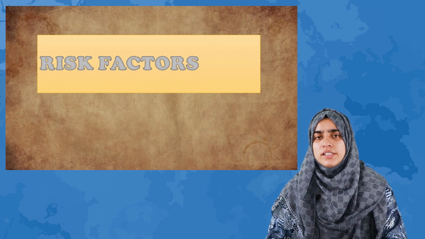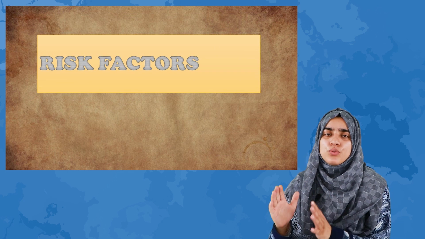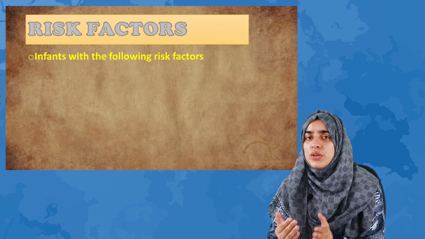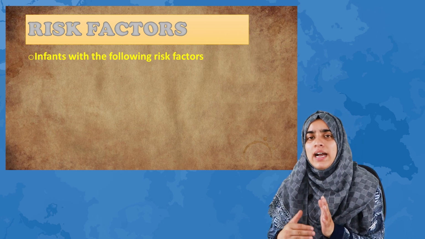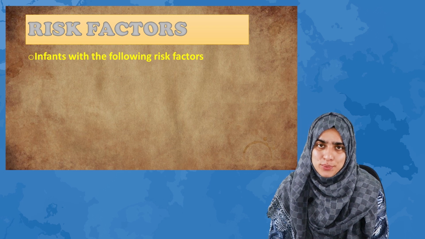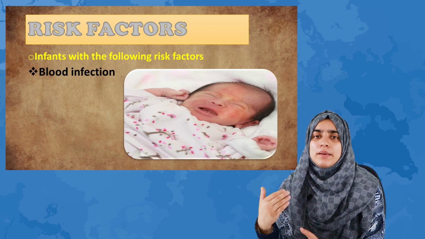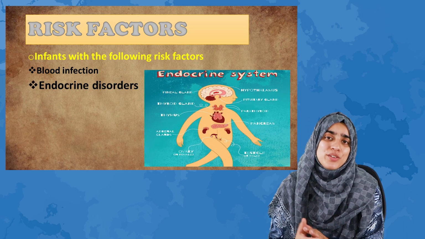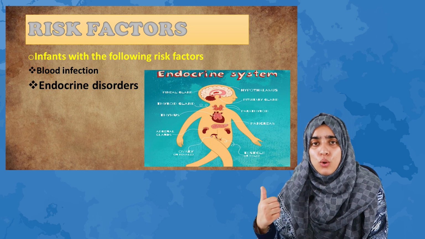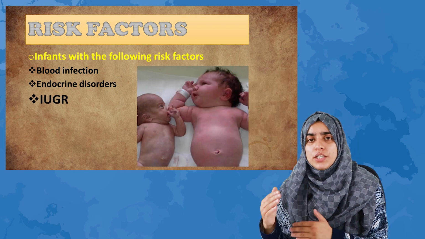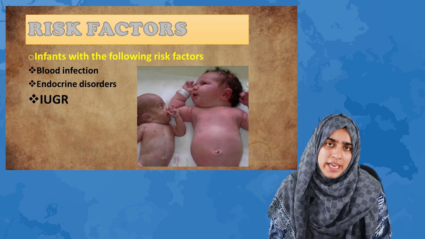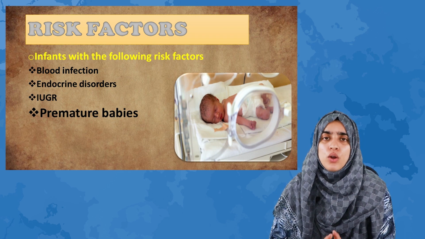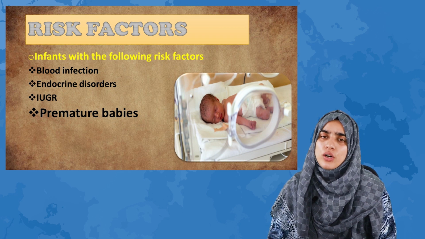There are certain risk factors which lead to the condition hypoglycemia. The infants with the following risk factors are at high risk of developing hypoglycemia. For example, the blood infection, that is sepsis. In case of endocrine disorders such as low thyroid hormones, intrauterine growth retardation can be a risk factor. Premature babies, especially, are always at risk of getting all the conditions.